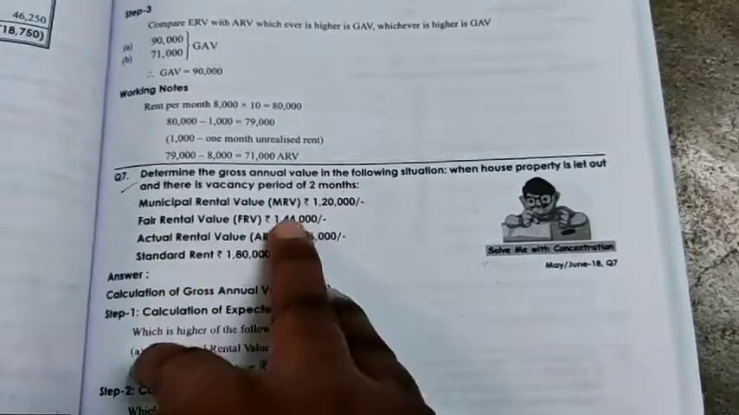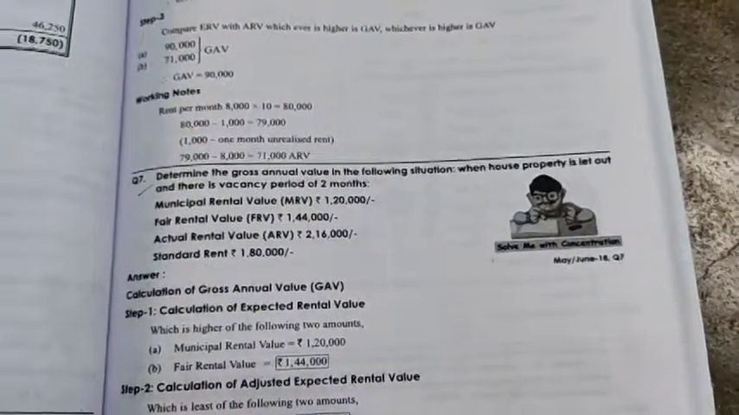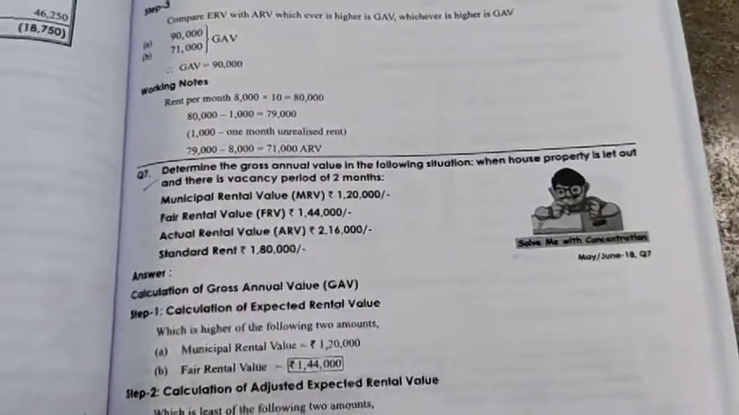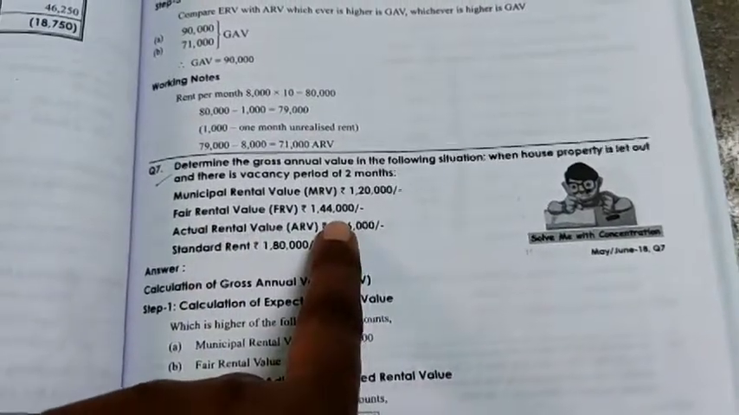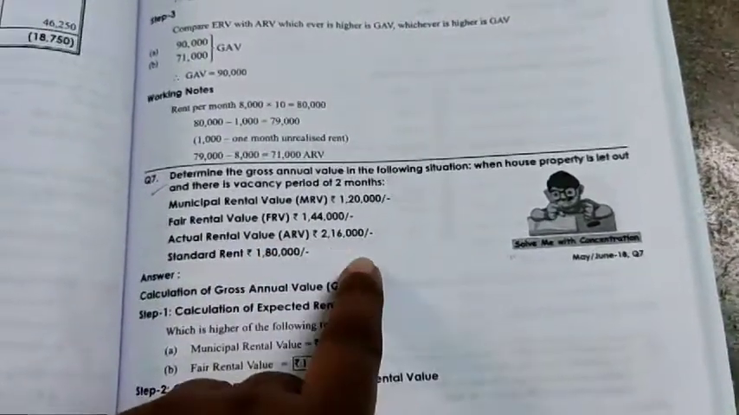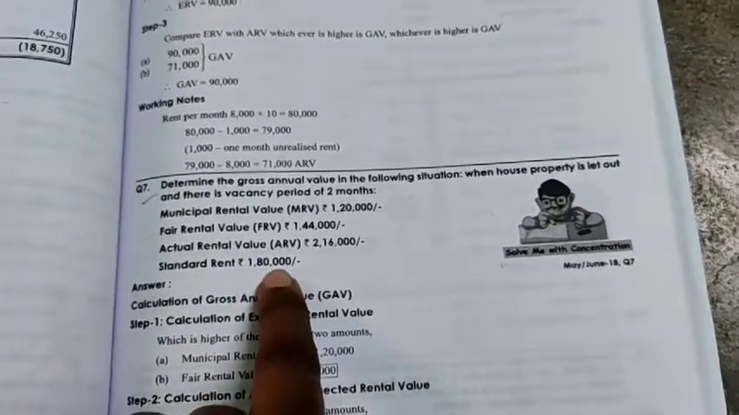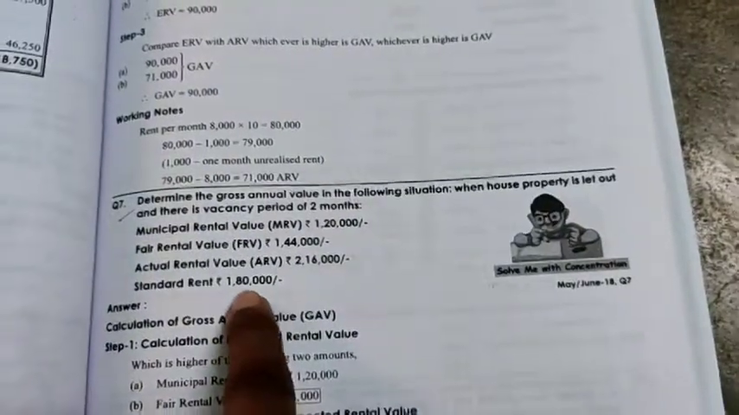So in this situation now what we have to do, it comes under which situation now? It comes under situation 3. Vacancy and let out is there means it comes under situation 3. So MRV 1,20,000 he has given, FRV 1,44,000 he has given, ARV 2,60,000 he has given, and standard rental value 1,80,000 he has given. So here standard rent is there, so Rent Control Act applicable rules we have to apply.